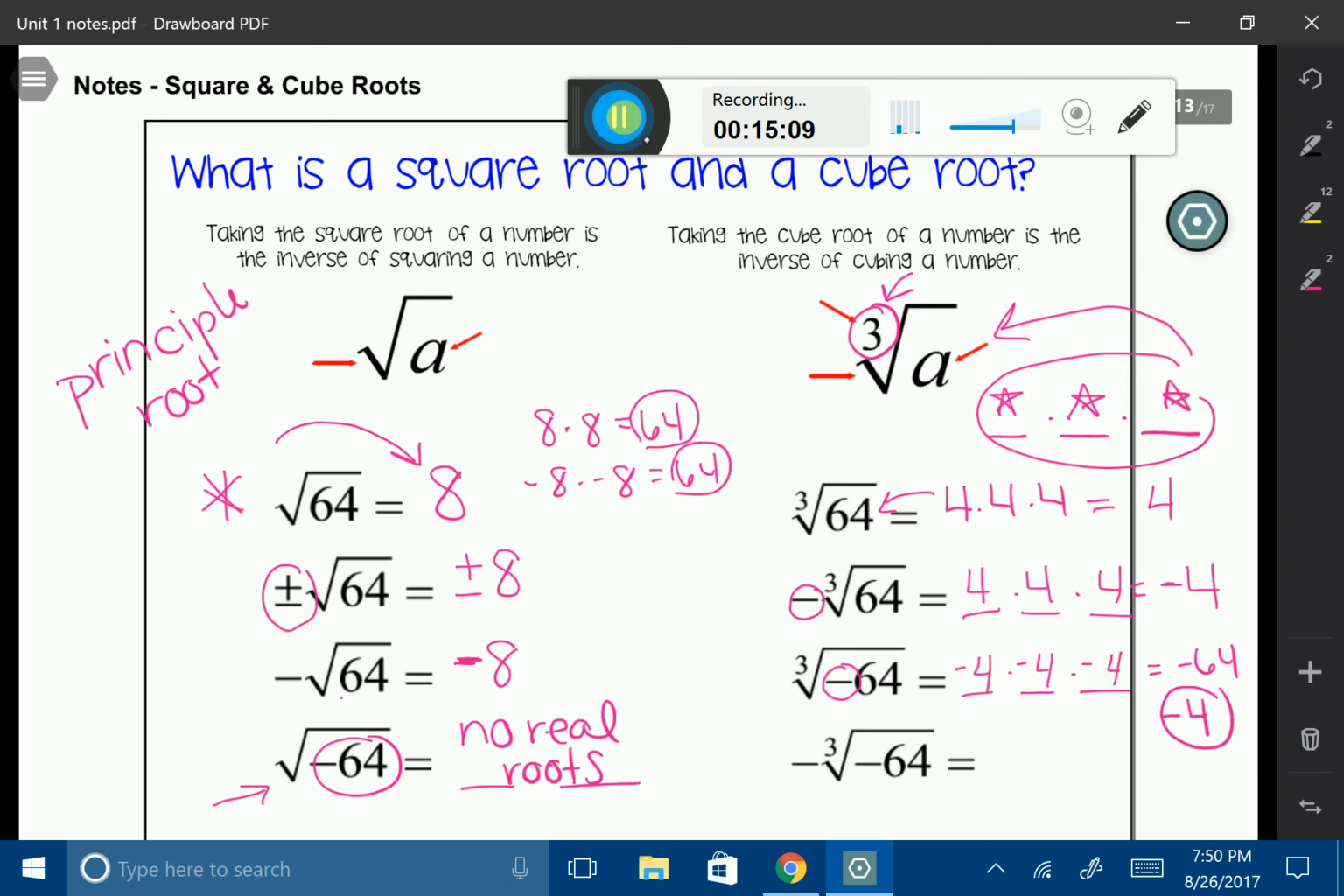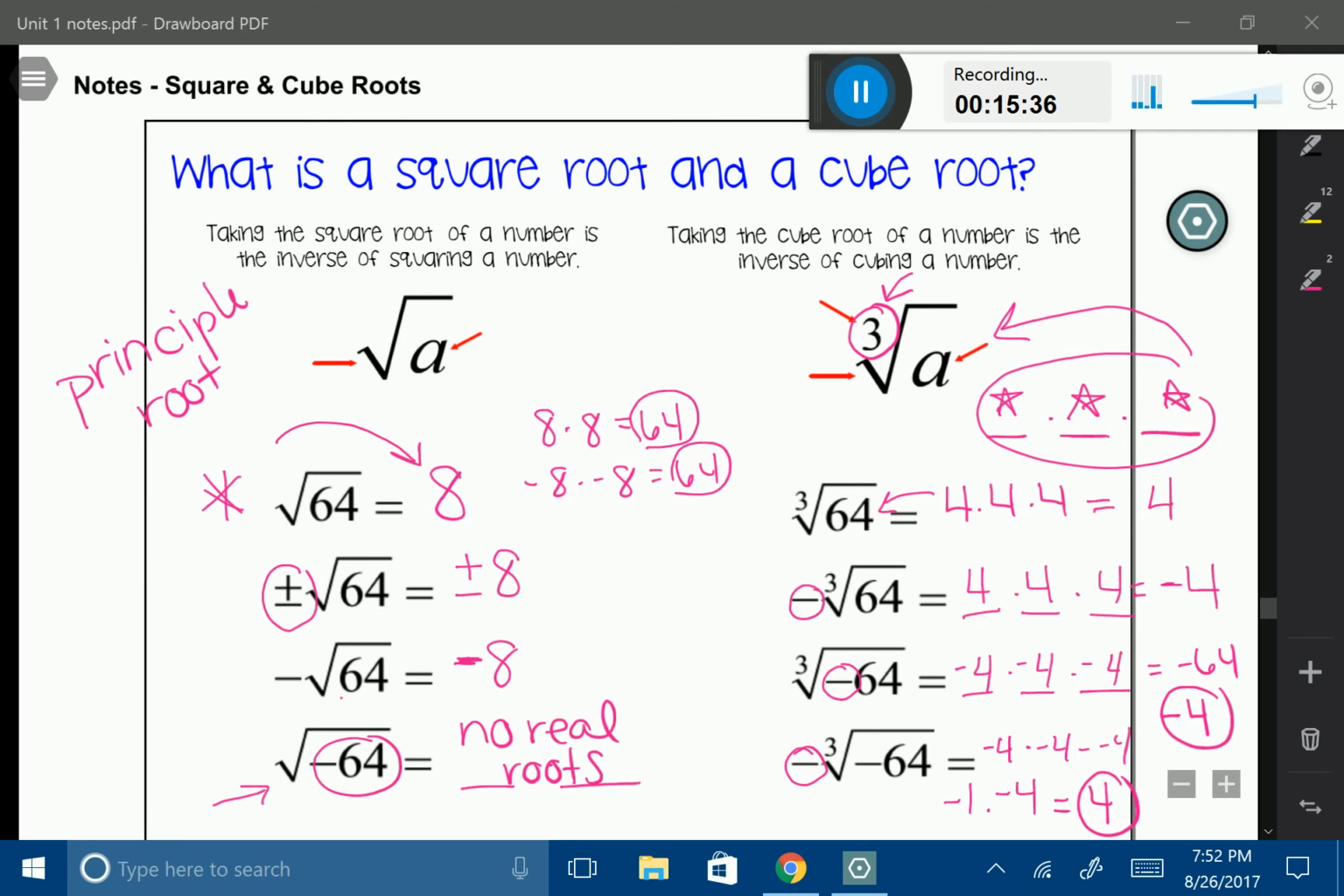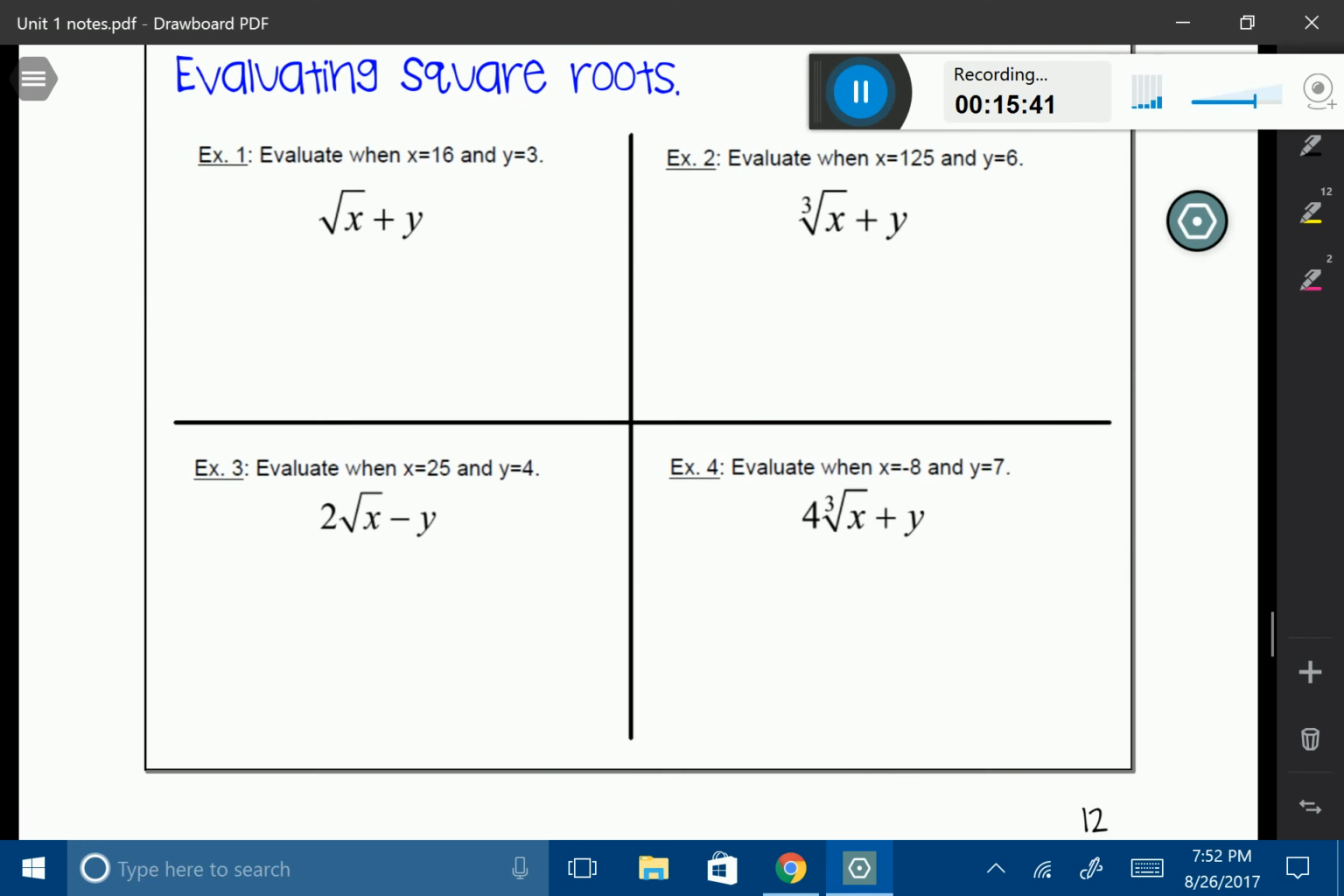And then my last one, the inside looks identical to the one before. So we know that number that we're multiplying is going to be negative 4. So we know that the cube root is going to be negative 4. But again, we have that negative 1 outside that we need to multiply it by. So if I multiply it by that negative 1, then my answer is going to be 4. So you have to be very, very careful with all the signs and operations that you have to work with.